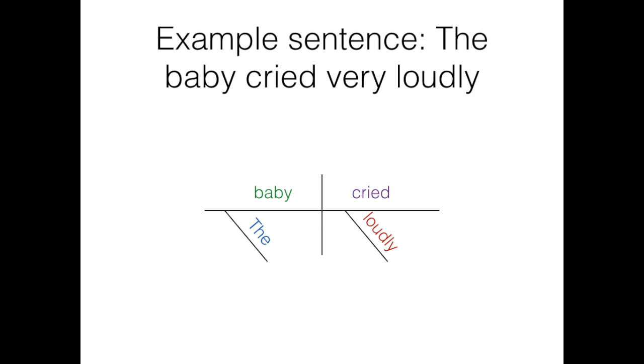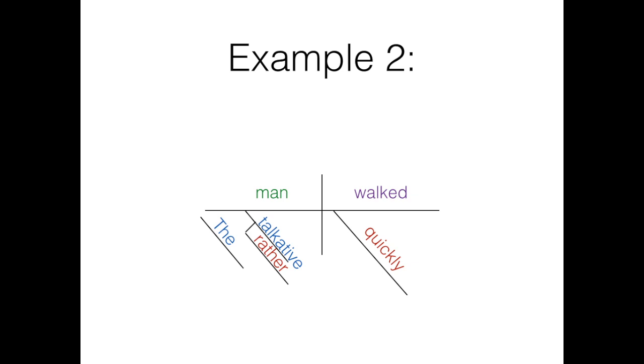We can diagram this like we have been with the subject baby, the verb cried, and we know that the is an adjective modifying baby. But when we get to very, we learn that it's not modifying cried. You can't cry very. But you can cry loudly, and that's what's going on here. Very modifies loudly, which in turn modifies cried. You can see how that looks on the screen. Similarly, adverbs can modify adjectives that are in turn modifying a noun, like in the example here. In this case, rather modifies talkative, which modifies man.